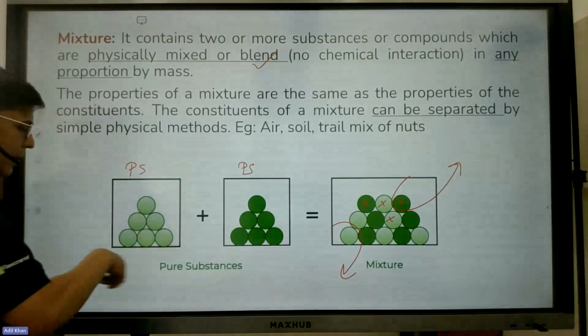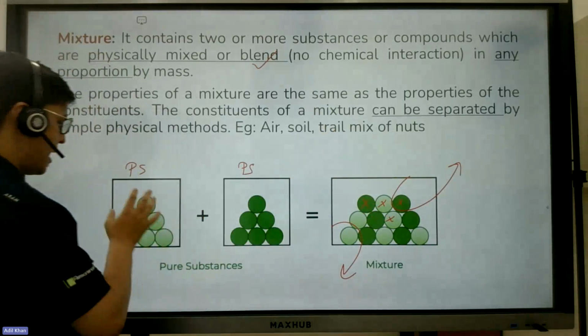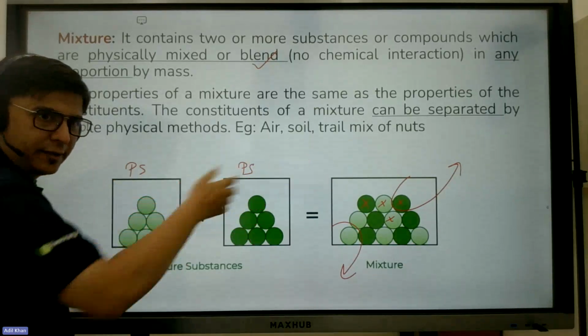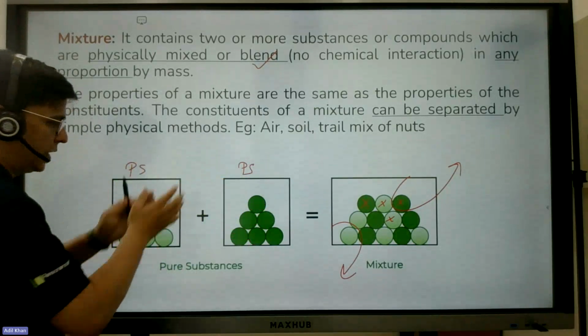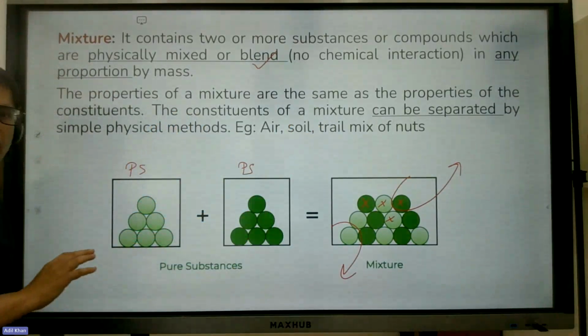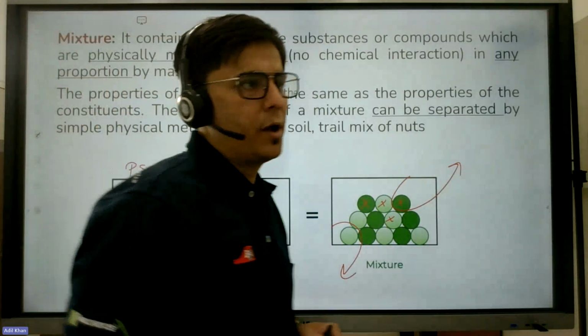For example, I am using 6 balls here and 6 balls there, 6 plus 6, 12 balls. I can use 4 balls here and 6 balls there to make 10 balls. It is still a mixture. I can use 2 balls here and 8 balls there to make 10 balls. It is again the same thing, and you can easily separate them also. So this is an example of a mixture.